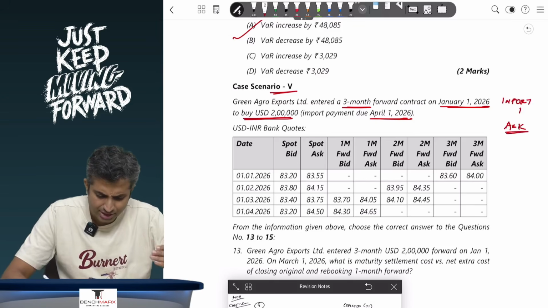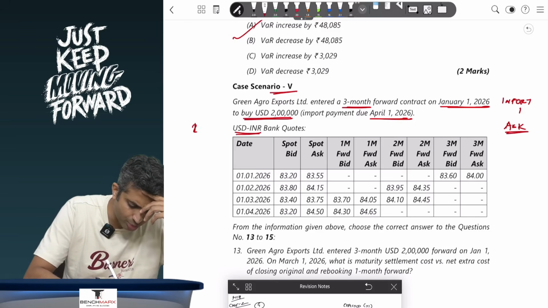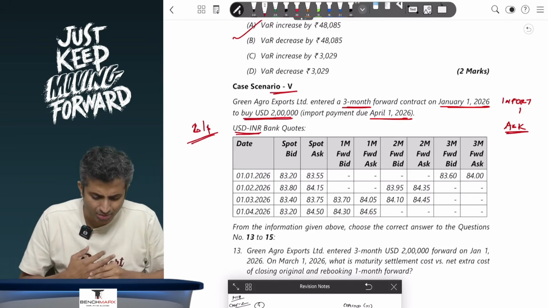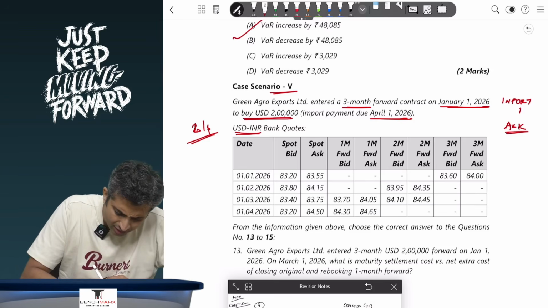So if I look at the base currency, this is USD INR, and if you see, this is a rupee per dollar. So if the base currency is a dollar, then the importer wants to buy, the banker wants to sell, and the banker sells at the ask rate. So you have been given various quotes. How do you read these quotes?